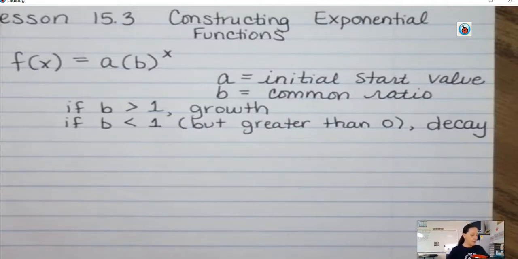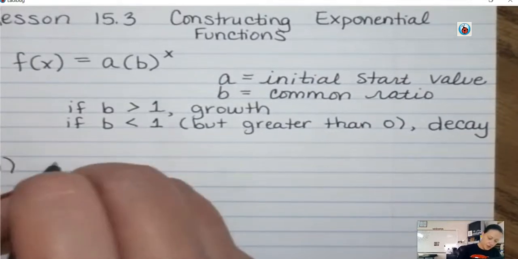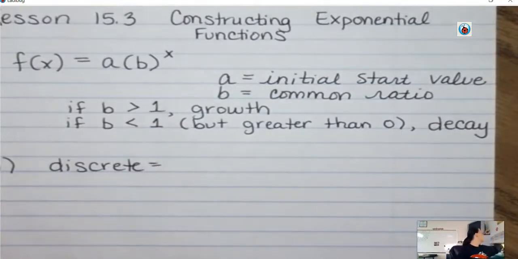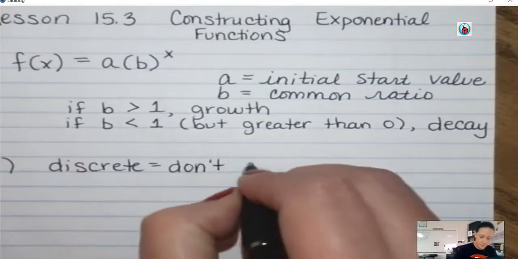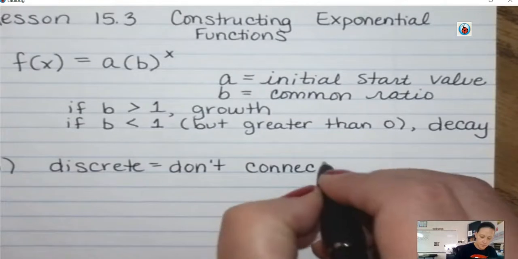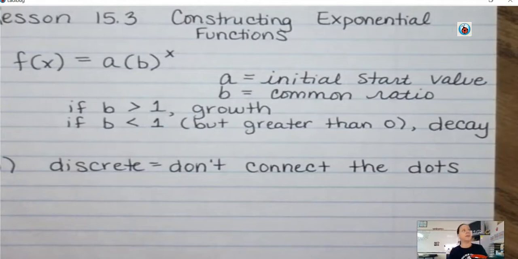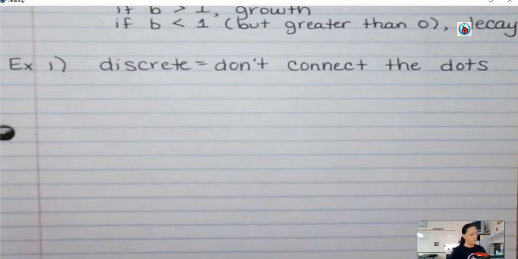Okay, for example 1, we're going to be working with discrete graphs again. And just a reminder, when we have a discrete graph, we do not connect the dots. So discrete means there's only a few points, or specific points, that they're talking about. So the first few that we're doing are going to be discrete graphs, so don't connect the dots.